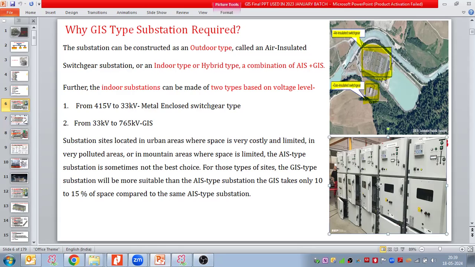Like you can see here, this is one example of a metal enclosed switchgear, switchboard. This is also a kind of indoor substation, with voltage between 415 volts to 33 kilovolts. And once the voltage level increases from 33 kilovolts to a higher level, in that case we can make this indoor substation a GIS type substation.